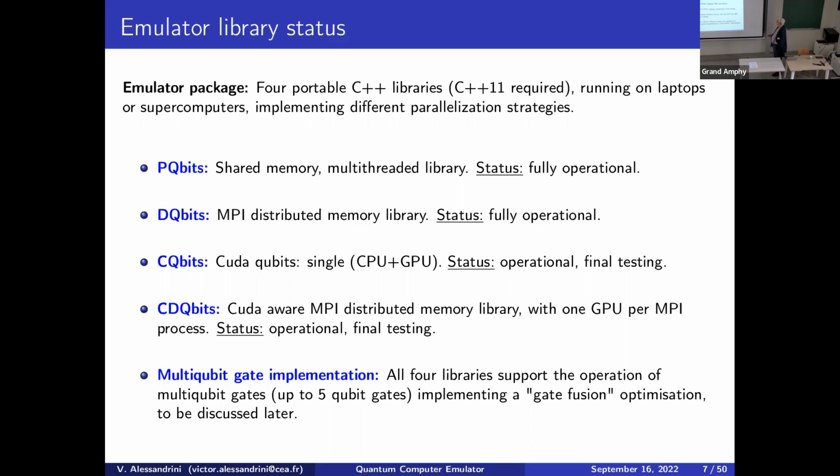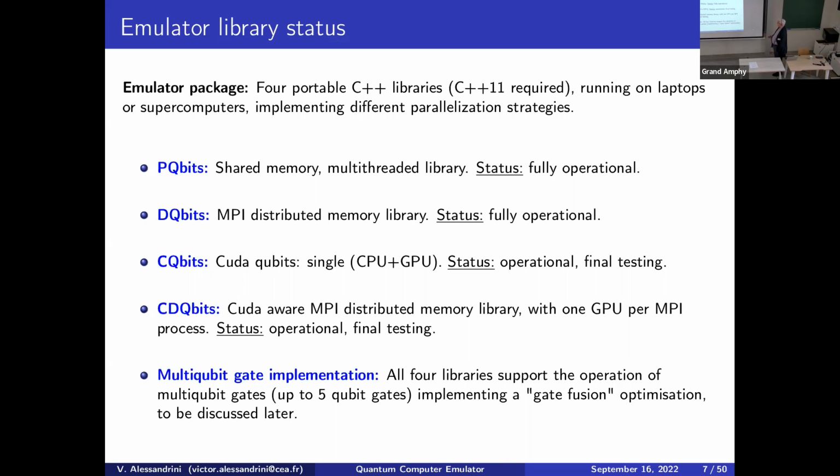Then I have four different libraries. One which is just shared memory, multi-threaded, which is fully operational. Another one which is MPI, distributed memory. You need to go MPI because as soon as you go to more than 30 qubits, every time you add a qubit, you double the size of the state vector. So you have to go to MPI, and that is also operational. And this library also runs on my laptop.